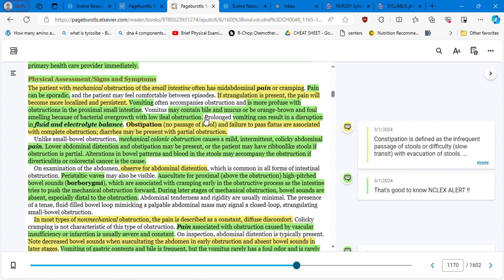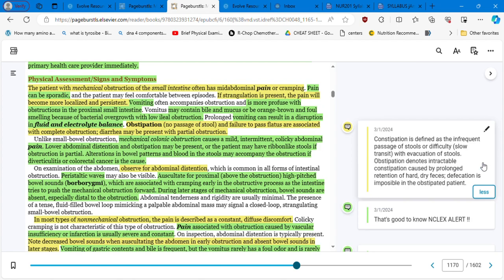NCLEX alert, okay? Vomiting can result in a disruption of fluid and electrolyte balance. Of course, if they are vomiting, they lose the sodium, the potassium, and other contents. Obstipation, which is no passage of stool, and failure to pass flatus are associated with complete obstruction. Diarrhea may be present with partial obstruction. So obstipation, I want to make a stop here.